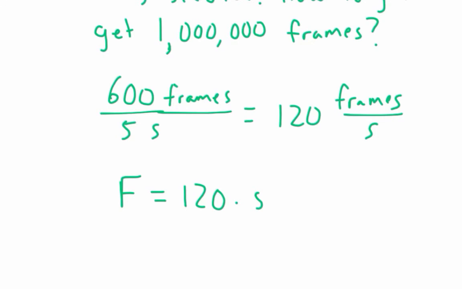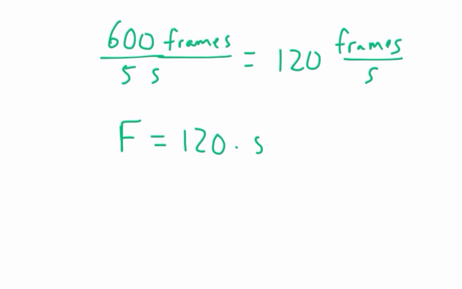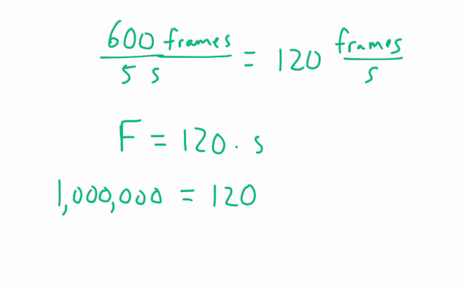Does that make sense? If it's 1 second, it's going to be 120 times 1, 120 frames. If it's 2 seconds, it would be 240, 120 times 2. 3 seconds would be 120 times 3, 360 frames. Well, now from there, if I'm trying to figure out a million frames, I could put my million in for F, and I get 1 million equals 120 times S. Now we can go back to what we've been doing for a while if we want to solve for S.